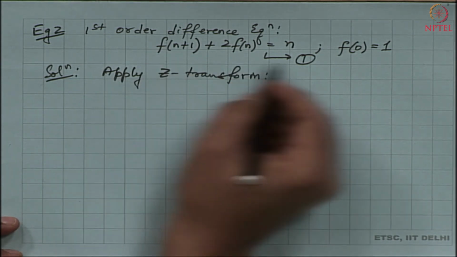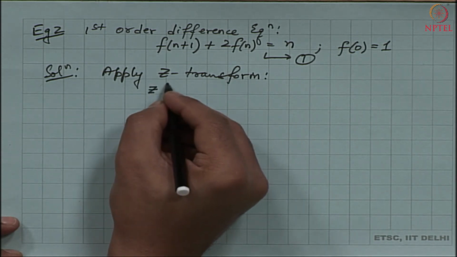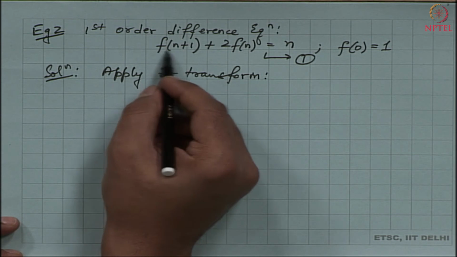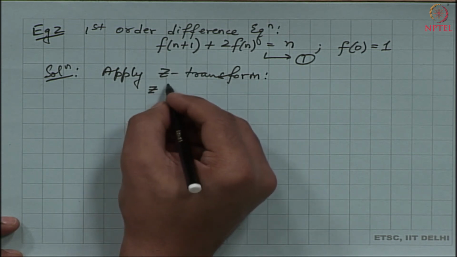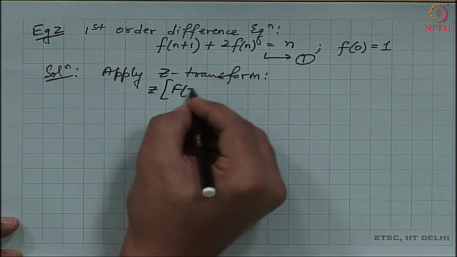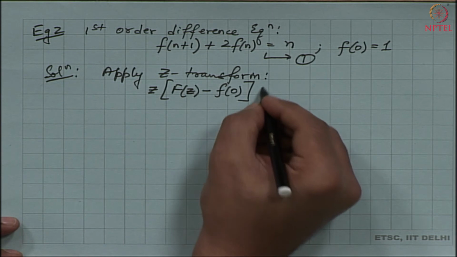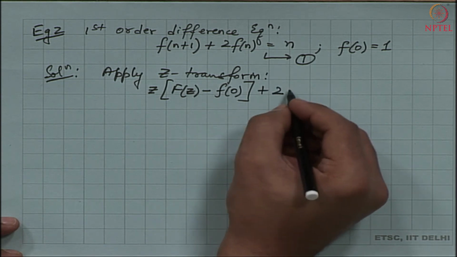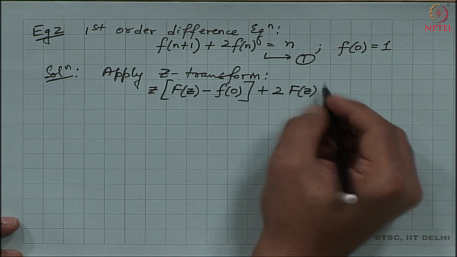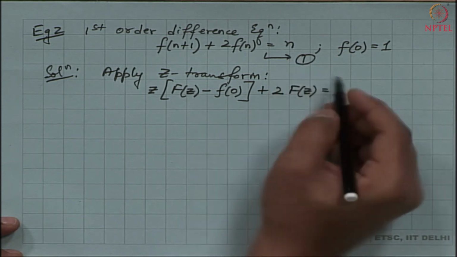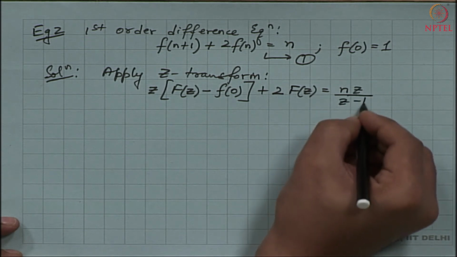Let us see what happens. Recalling the expression for the translation of the function, I get z times f of z minus f of 0 plus 2 times f of z is equal to n times the Z transform of 1, which will be z divided by z minus 1.